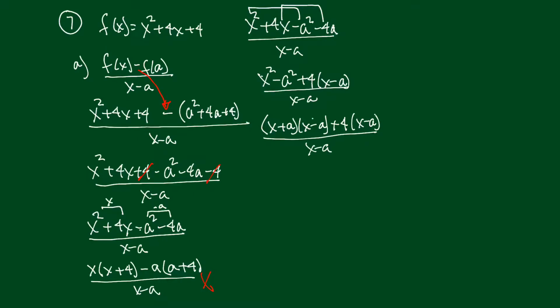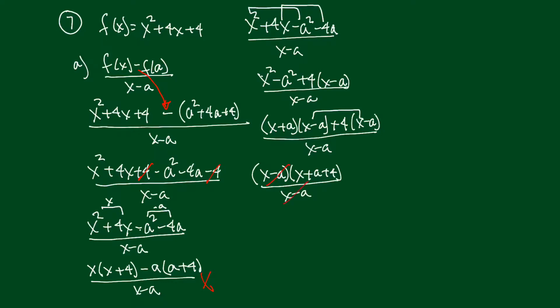And then look at the top. What's common? x minus a is common. So I'm going to factor that out. So I take out the x minus a, and then what's left? The x plus a and a plus 4. So what's left is x plus a plus 4 all over x minus a.